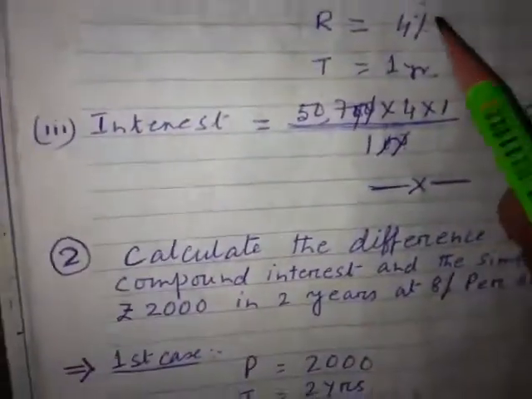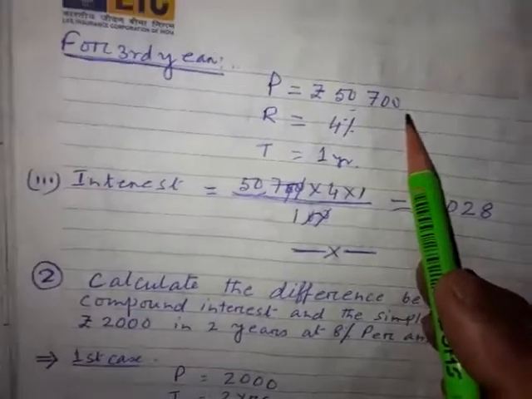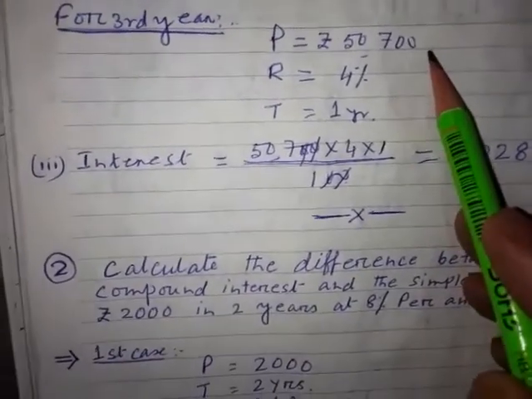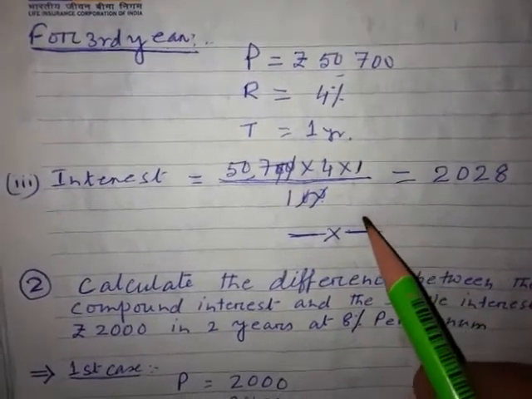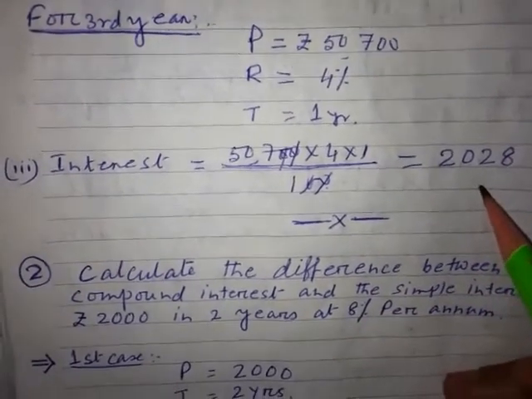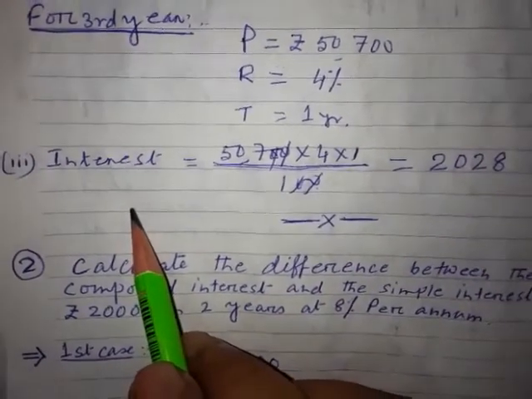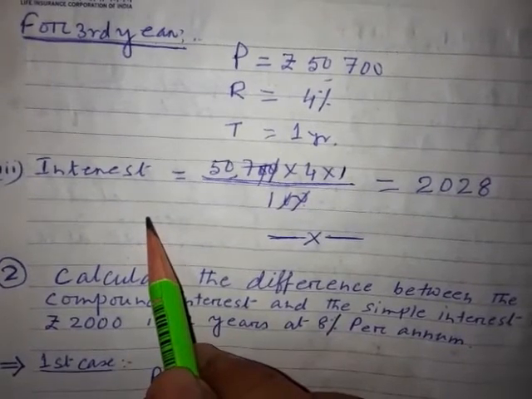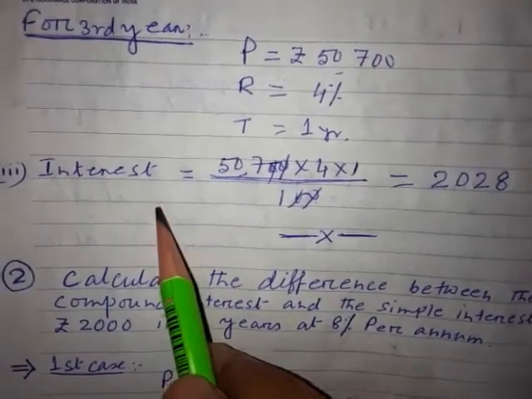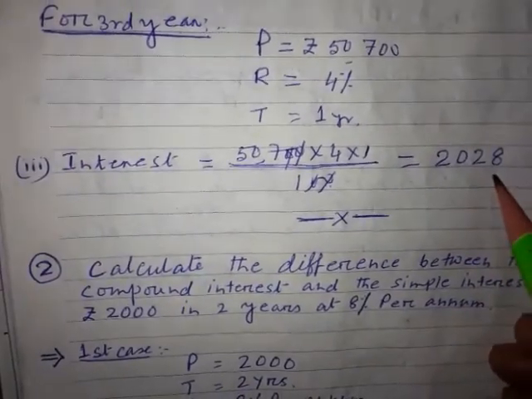What is the third year? Whatever the amount in the second year, that amount will be considered as the principal for the third year. So the principal is that, rate is known, time is known, and you will easily be able to find the interest. So what is the interest for the third year? 2028. You may ask me, sir, why have you not calculated the amount for the third year? I have not calculated it because the question never asked me. What did the question ask me? What is the interest at the end of the third year? So this is the interest at the end of the third year.